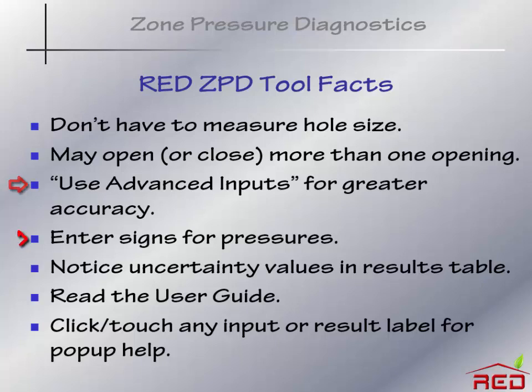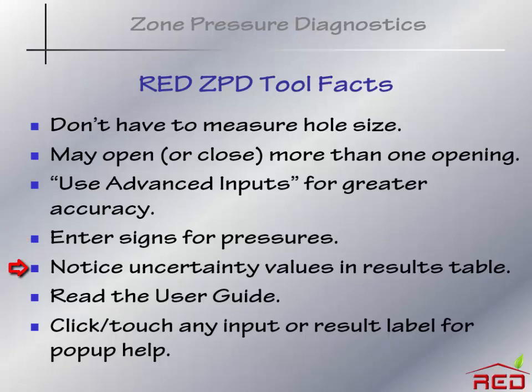Enter the signs for pressures. If you're doing pressurization of a house, you don't have to enter any sign. You don't have to enter a plus sign. Just enter the number. But if you're doing a depressurization test, and most of us do that because it's easier, you must enter the negative signs in front of your pressure differences.